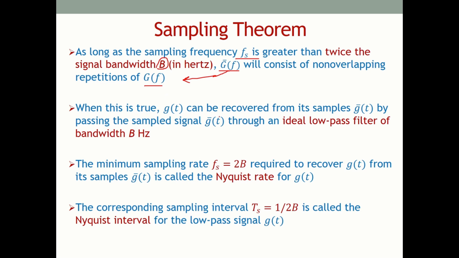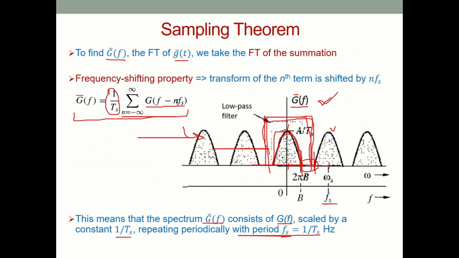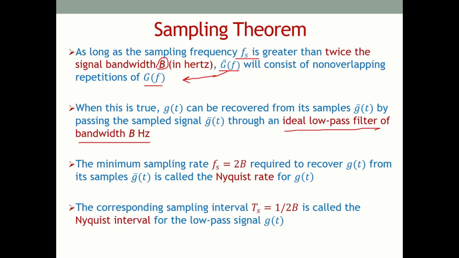So when this is true, g(t) can be recovered through an ideal low pass filter of bandwidth B. We can have a practical low pass filter as well, but an ideal low pass filter means that the roll off is very sharp, like this. It's like a rectangular filter. But if we have a larger Fs, then we can afford to have a less sharp roll off, and so the filter would be more practical, right?